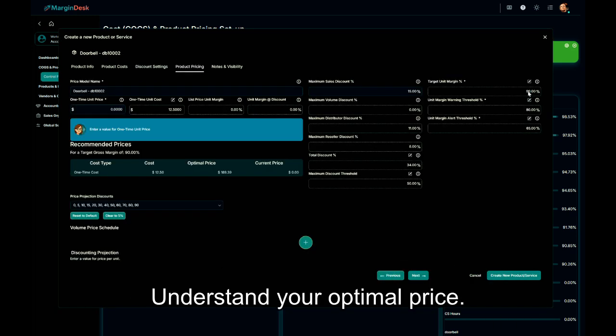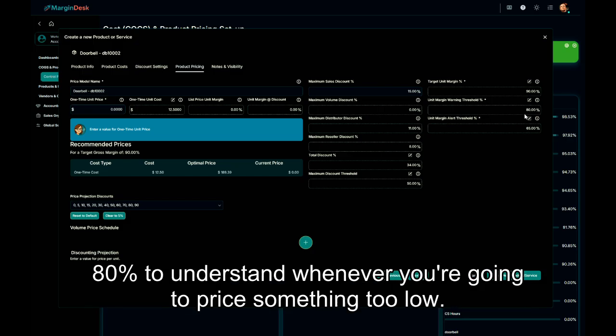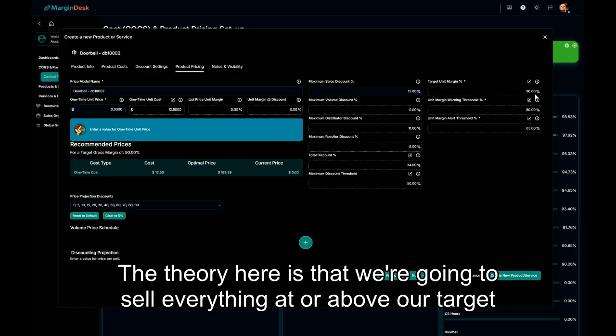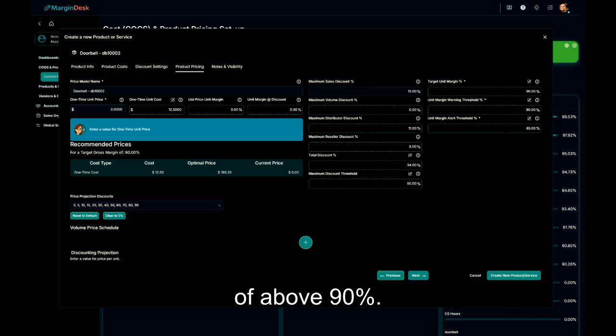Understand your optimal price at your target margin. So this company has a 90% target margin, and we have thresholds set up at 65% and 80% to understand whenever you're going to price something too low. The theory here is that we're going to sell everything at or above our target margin, and therefore our company is going to have a margin, or gross margin, of above 90%.